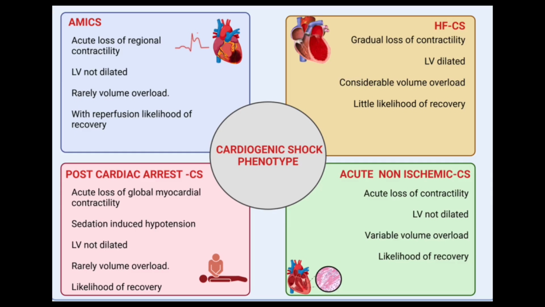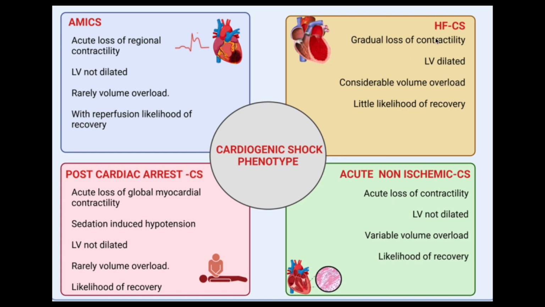So the various phenotypes that we have been divided into are, first, the acute myocardial infarction, where you find an acute loss of regional contractility. The LV is not dilated because it has happened suddenly. Rarely you will find a volume overload. Mainly what you look for over here is the ECG changes, if at all they are present, any markers of myocardial damage, and regional wall abnormality. Reperfusion is the most likely method for treating these cases.